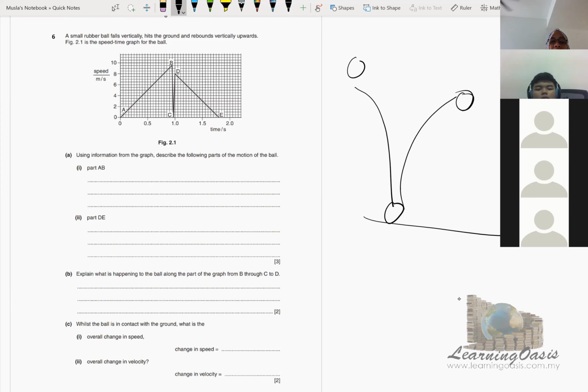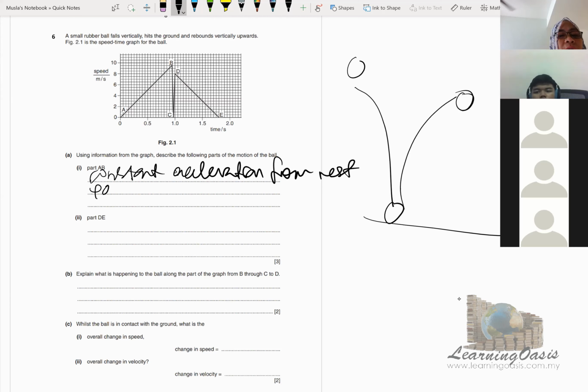From A to B, the small rubber ball falls at constant acceleration. This is 3 marks. If I say from A to B, the ball moves at constant acceleration from 0 meters per second to 9.5 meters per second for 0.9 seconds. Yes, you have to mention that. So you talk about from A to B, there's a constant acceleration from 0 meters per second to 9.5 meters per second.